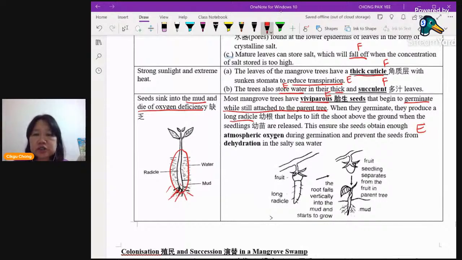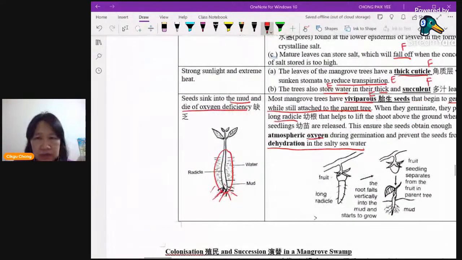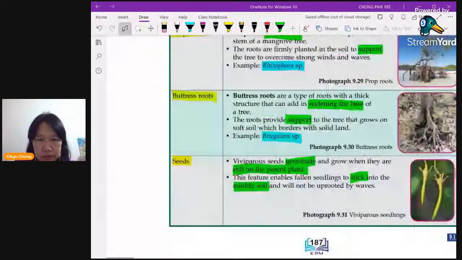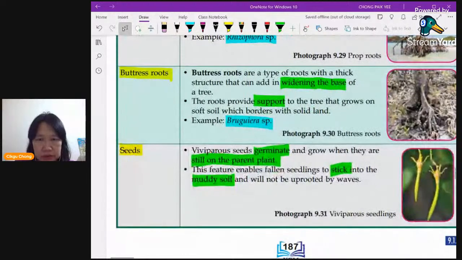This ensures the seeds obtain enough oxygen during germination, prevents the seeds from dehydration in the salty seawater, and also prevents the tide from washing them away. Because it's sharp, it just gets stuck into the soil and doesn't get washed away by the tides. Okay, that point is in your textbook. All right, over here, just add another one: they will stick to the muddy soil.